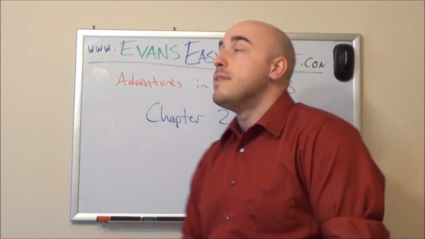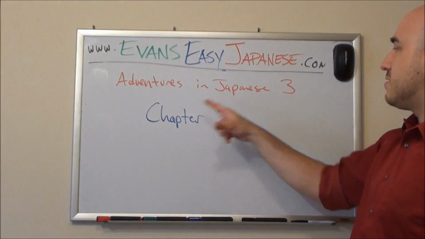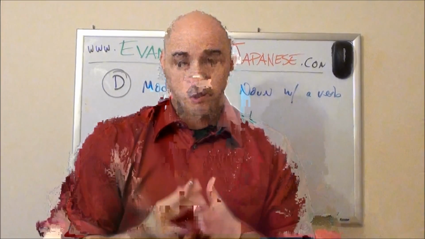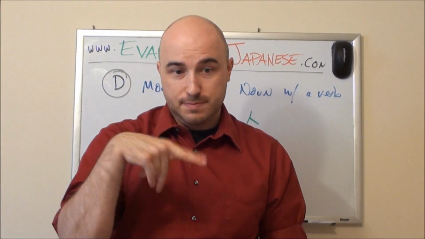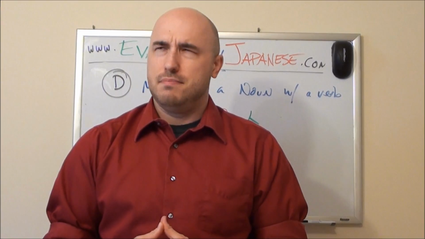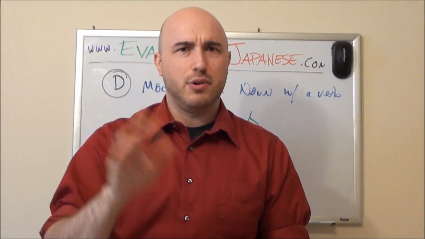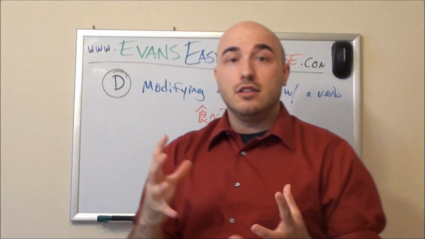Alright, Adventures in Japanese 3, Chapter 2. Yosh! Going to start off with grammar point D, okay? It's a little bit confusing, but just flip your book open to page D. Grammar point D in Chapter 2. And let's take a look at this.